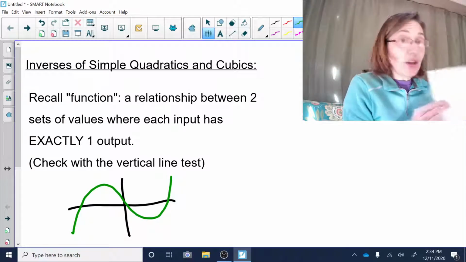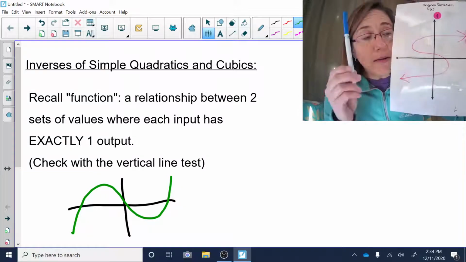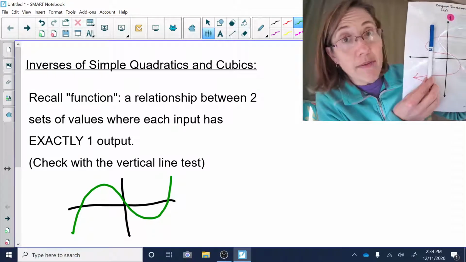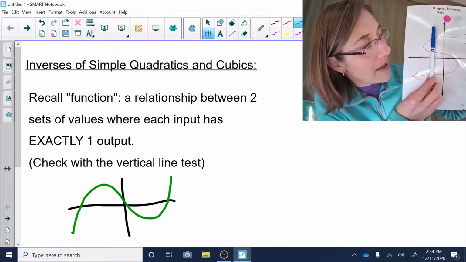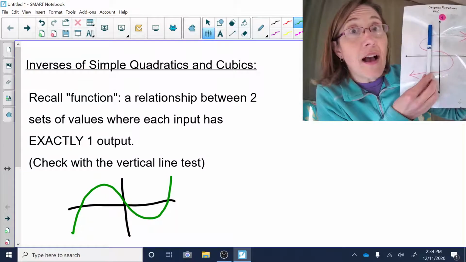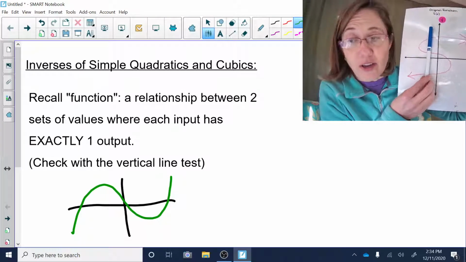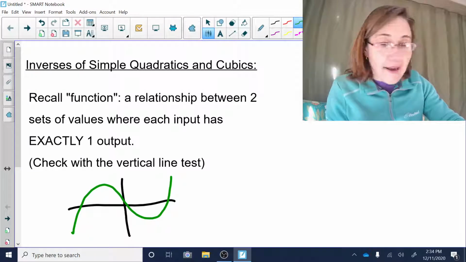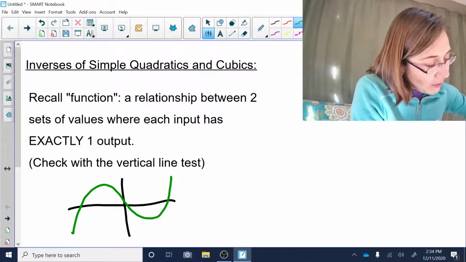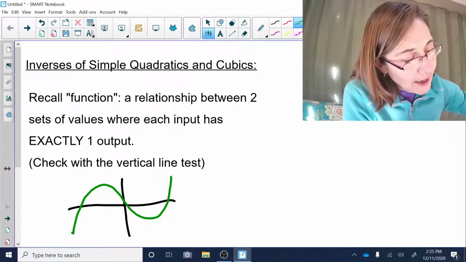Okay, let's look at this one. So I'm going to use the vertical line test. Vertical is up and down. So I'm going to lay my pen. Okay, so I have a problem right here, because you see how my pen is currently hitting 3 points on that red squiggle? This is not passing the vertical line test. So this is not a function. Each input does not have one output. I have like 3 at that point. Okay, so that's what I mean by function. You can check it with the vertical line test.